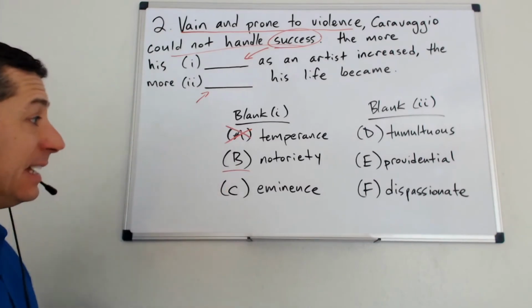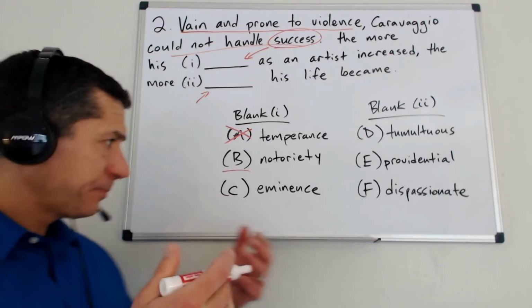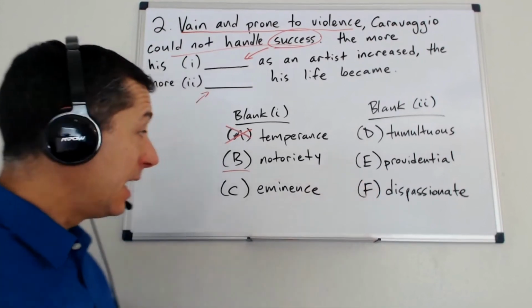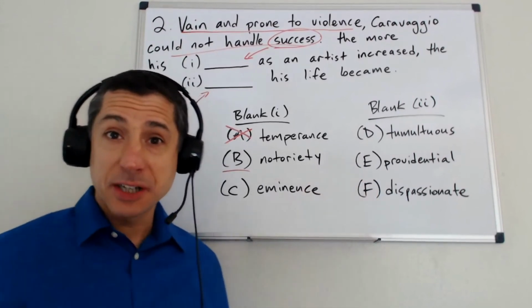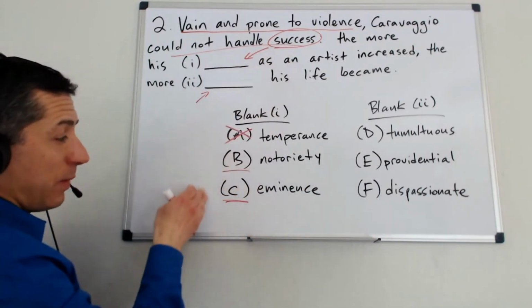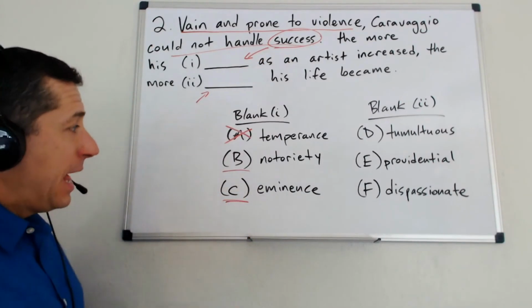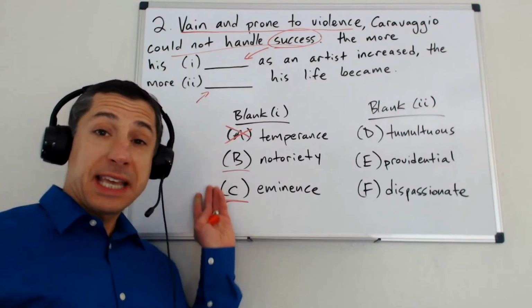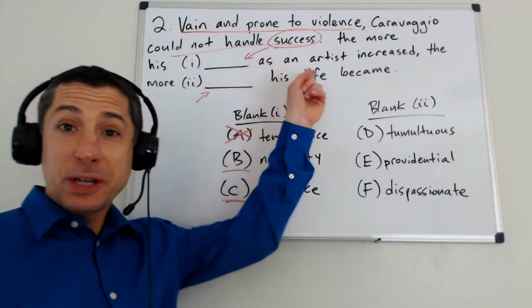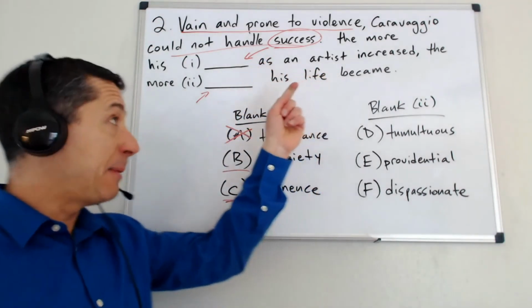All right, C, eminence. Well, what does that mean? It means greatness, successful, right? If you're an eminent doctor, it means you're a successful doctor. So that works as well. So now we have both B and C here. And when you're in that situation and they're both words that you actually know, take a moment and go, well, wait a minute. Again, what can I point to in the sentence that's going to relate to that blank?